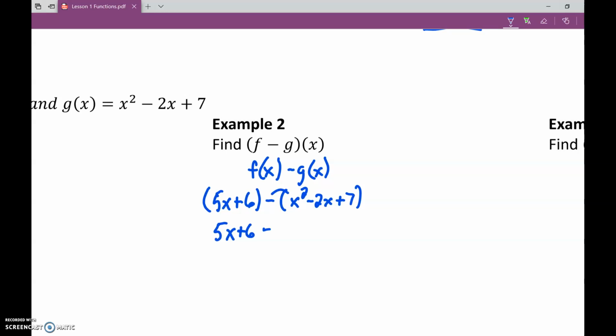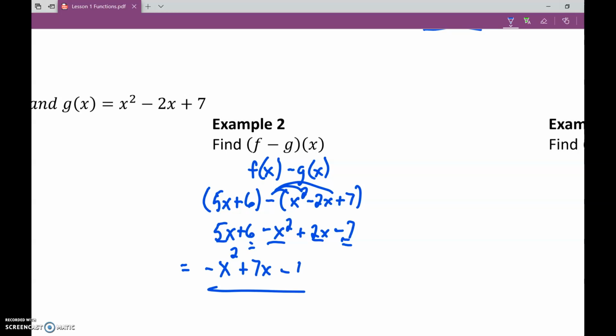So distribute, that's a negative x squared. Distribute, that's a positive 2x. And distribute, that's a negative 7. So from here, it's just like combining like terms. So I'm going to start with the negative x squared. I'm going to move to my x's. So 5x plus 2x, 7x. And lastly, my constants, 6 minus 7 would give us negative 1. So there's f minus g.